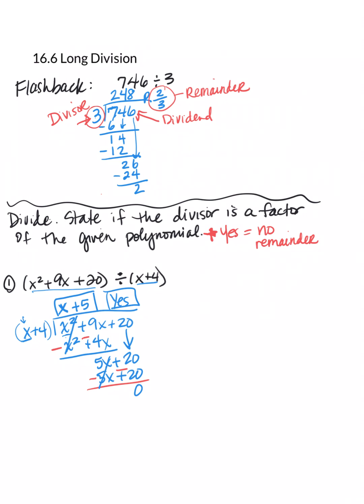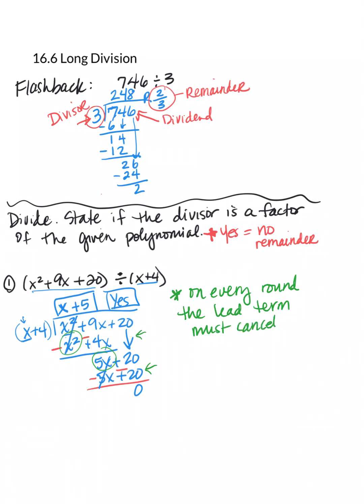Now, the other thing I wanted to point out to you is that on every round that you do with this division, you know how you keep repeating the process? Here's a round and here's a round. You need that lead term, whatever's in the front, to be subtracted out. So it must cancel out on every round. The lead term must cancel out. That's how you know you're doing it correctly, if you focus on that first lead term after you've subtracted and get rid of it.